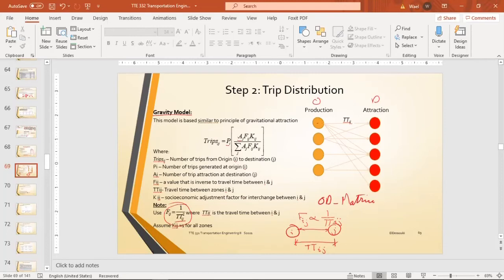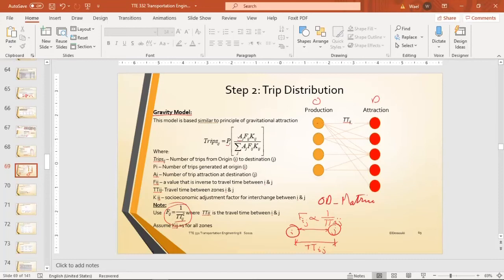So the model here: Tij, these are the number of trips from origin I to destination J. Pi, that's the number of trips generated at origin I. Aj, that's the number of trips attracted at destination J. Fij, this is the value that is inverse to the travel time between I and J. Tij, that's the travel time between zone I and J. Kij, that's the socio-economic adjustment factor for interchange between zones I and J.